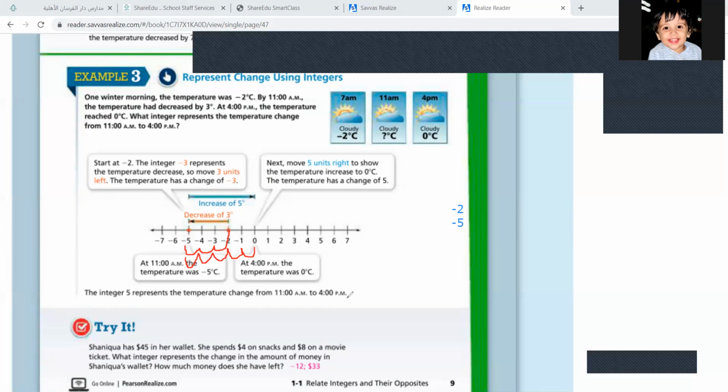Is this example clear for you all? Okay. Now let us go to the next example. Before that, let me erase this.